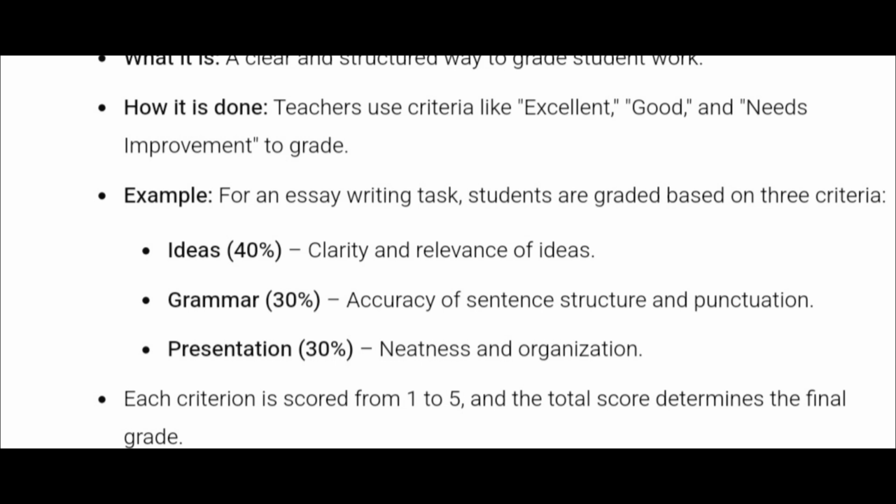Each criterion is scored from 1 to 5, and the total score determines the final grade. So suppose you find that yes, Ashok is the one who has done it very well, right? So he is the one who deserves 99%, or he is the one who deserves 5 out of 5 or 4 out of 5, right? Like that you will give the scoring to the learner. So this is called rubrics, all right, where we grade the students, or we do the ranking of the students.